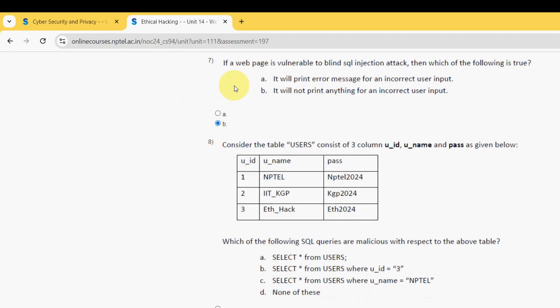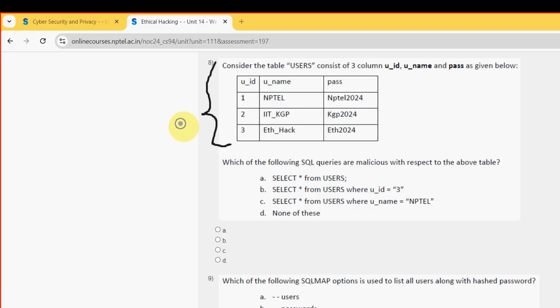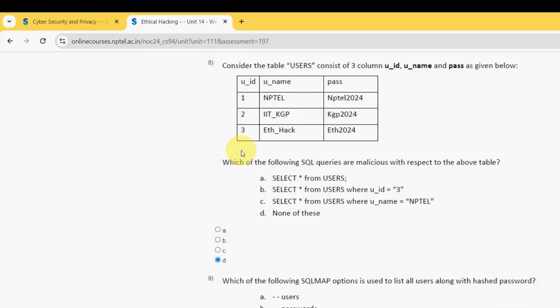Now let's move on to the eighth one. So this is the table they have given. They're asking which of the following SQL queries are malicious with respect to the above table. So for eighth question, I think option D, none of this, is the probable solution, guys. So mark, I'm going with option D.